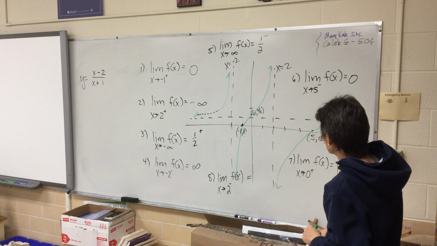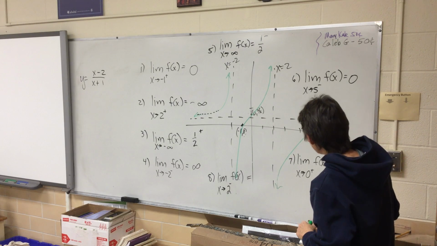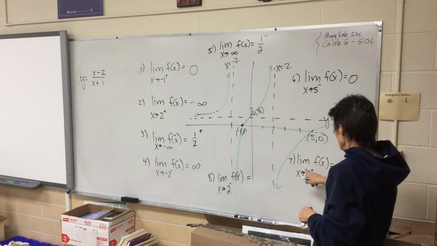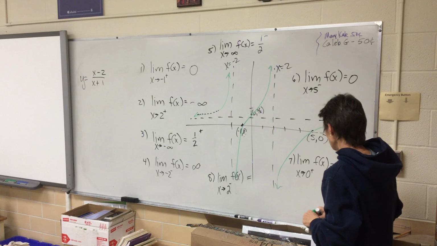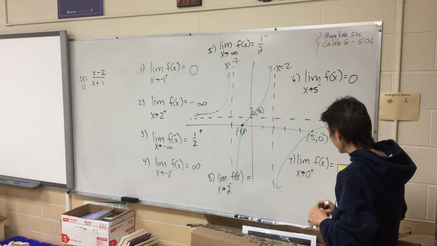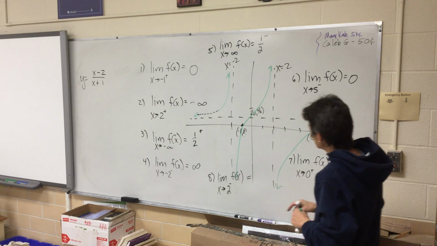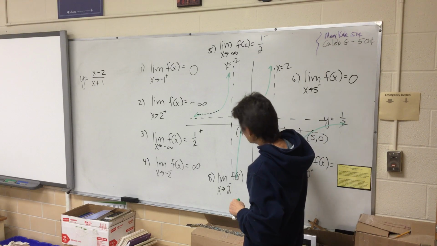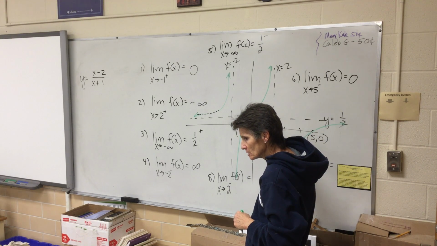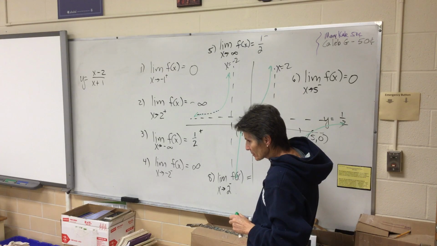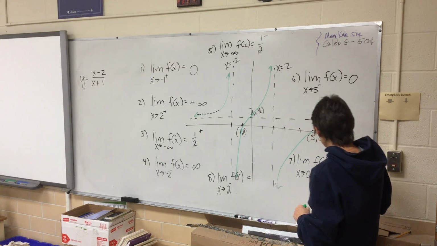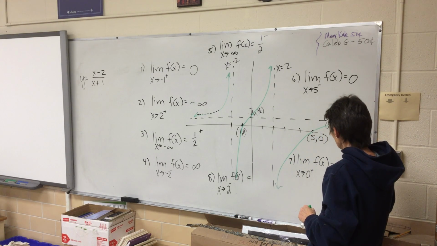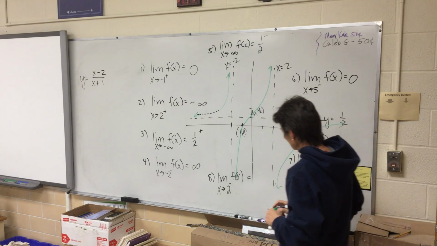All right, what about this one? Number 7. Find the limit as x approaches 0 from the positive side. Now, what's at 0? A point. A point. What's the answer? 5/8. Yes, indeed.